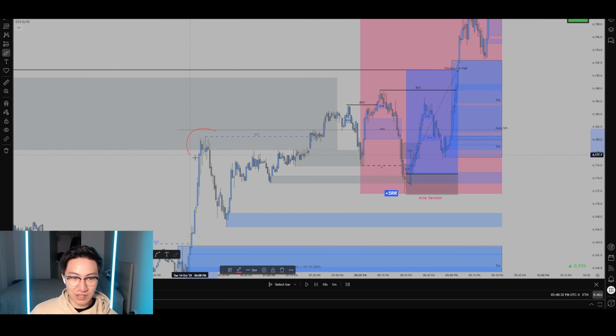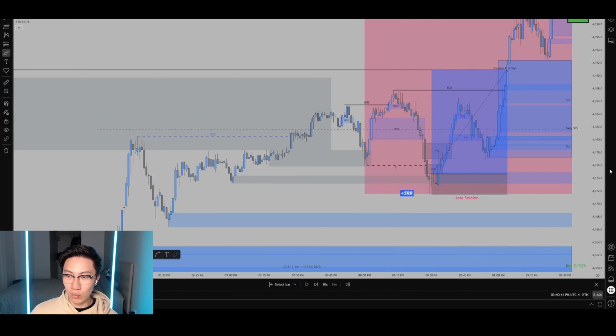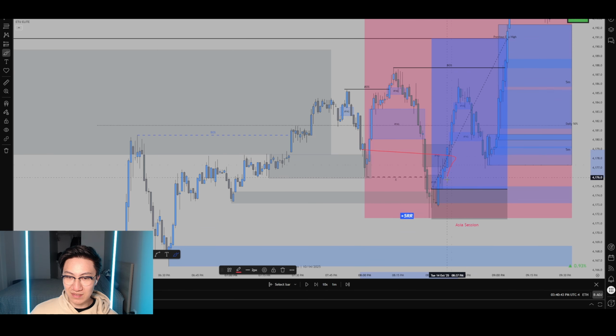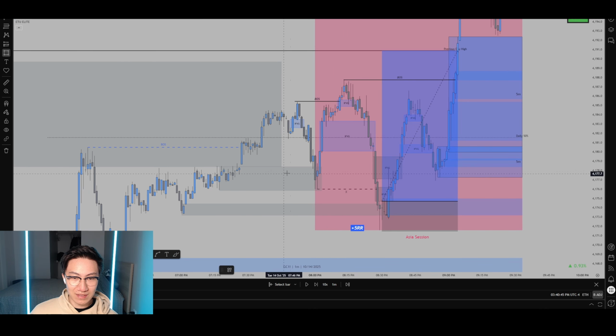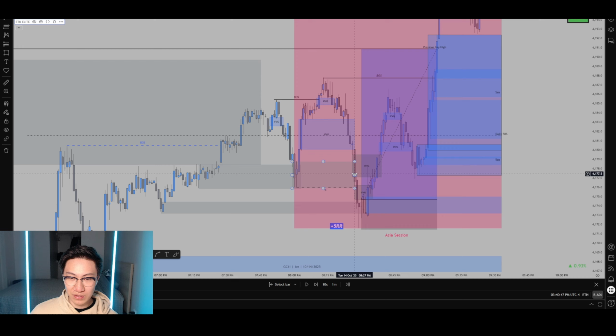You can see in this case, this should have held here. It did not hold. We mitigate this demand here, and we continue higher here. And we even broke structure against it to the upside. Kill zone opened here. And what was I looking at? I was looking at basically this demand here. Now, first off, this demand did not hold. I didn't get any type of confirmation here within this demand. Not even a candle break or impulse model. Therefore, there's no trade there.